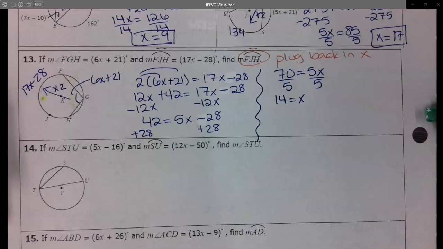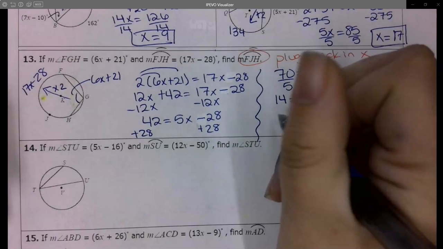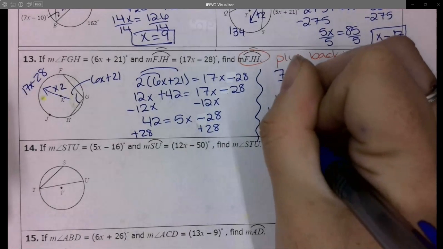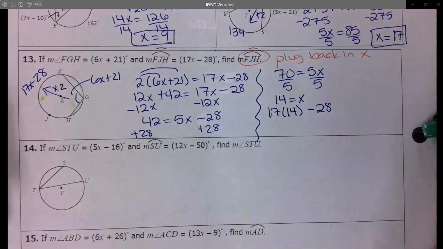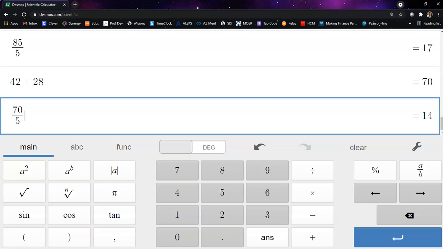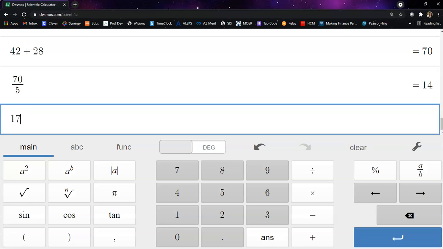And then I wanted to plug back in x for the FJH. So I'm going to do 17 times 14 minus 28. And I can type this exactly like I wrote it into Desmos. So I can do 17 parentheses the 14 minus 28, and it gives me my final answer of 210.